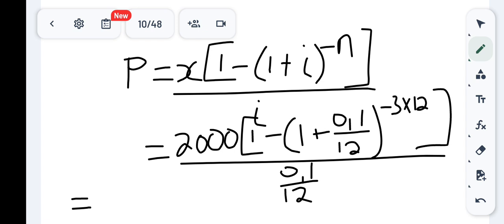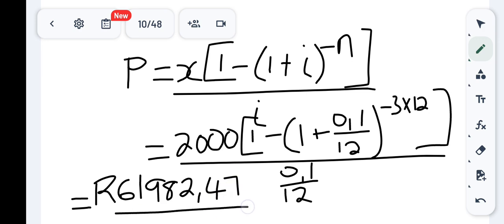This is equal to 61,982.47, and that is your final answer.